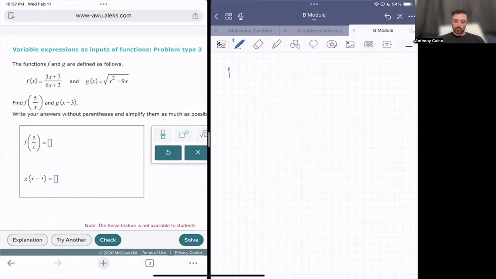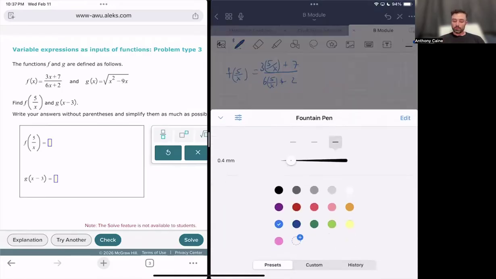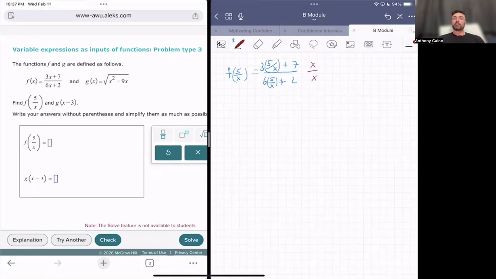All right, so f of 5 over x is 5 over x times 3 plus 7 over 6 times 5 over x plus 2. And to clear these denominators, what's the trick? I just multiply and divide by the same thing. And now I have to distribute on top. And so when I do that, 3 and 5 is 15. The x over x cancels. And I have 7x. And distribute. The x's cancel. 6 times 5 is 30. And I have 2x. So that's what I would input. There's really no way to clean that up more.